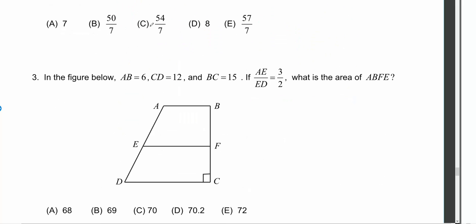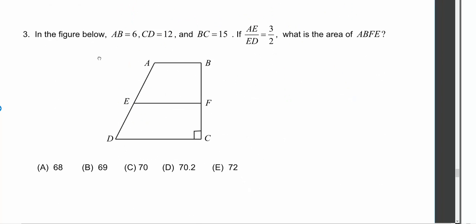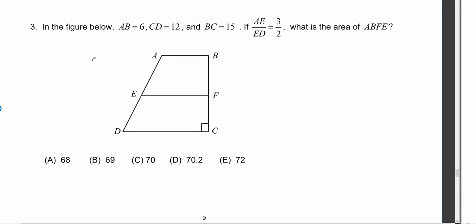Another one more. Same questions. AB is 6. CD is 12. BC is 15. This is the height. AE over ED is what? 3 to 2. Okay, that's 3 to 2. What is the area for what? ABFE. What is this area?